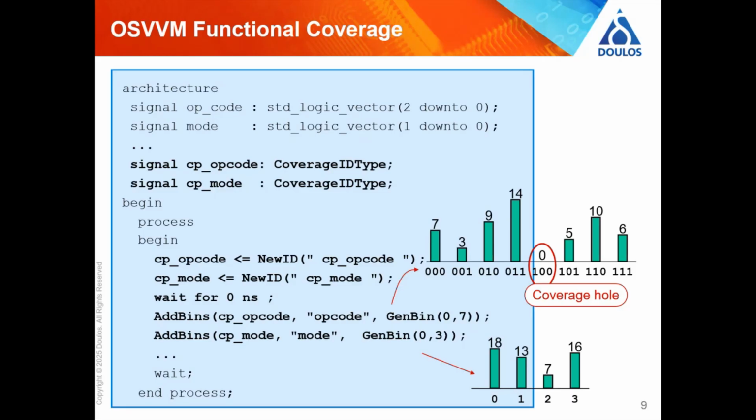We have to wait for 0 nanoseconds here because we have to make sure that these two things update. If they don't, then we can't add the bins to them. Those won't exist yet, so CP opcode and CP mode will not be meaningful values. We can't add bins to them. Because those are signals, we have to wait for some amount of time. 0 nanoseconds will do because it only needs to be a delta cycle. In normal circumstances, I don't recommend people waiting for 0 nanoseconds. I try not to mention it at all when I'm teaching VHDL because it's a recipe for people putting all kinds of unpleasant tricks. But in this case, it's justified.